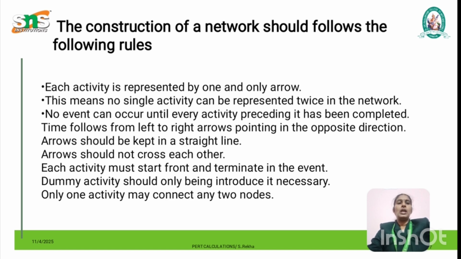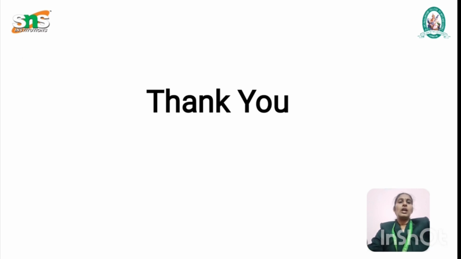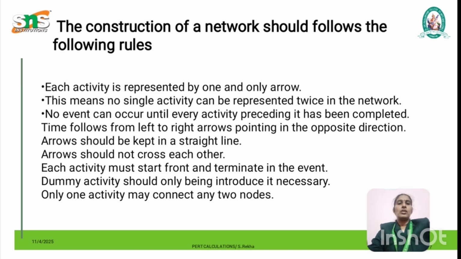These rules are very important if you want to construct the network. Each activity should be represented by one and only one arrow. No single activity should appear twice in the network. Then arrows should not cross each other, that is, dangling should not exist. Dangling means if you connect 1, 2, 3, again you should not connect with a crossing. So crossing should not be allowed. Simply we can say it is dangling.